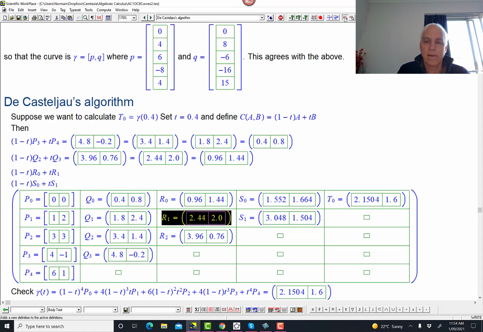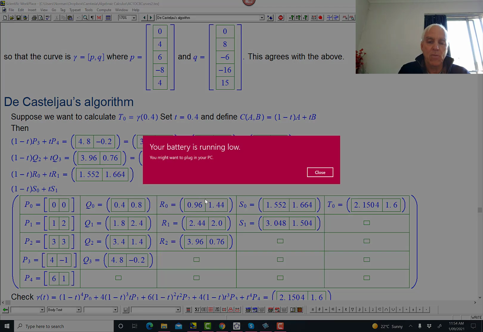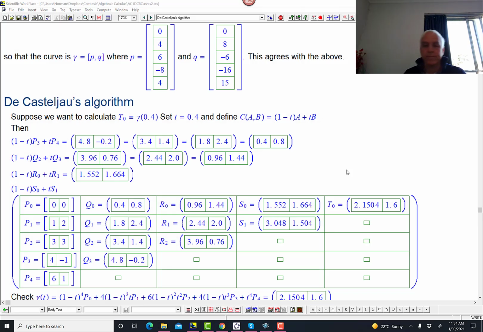Okay, save that one, and save that one. And now I'm going to go to the corresponding combinations of the R0s and R1s, for example. So this one here will then be 1.52. Oh, my battery's running low. Okay. This thing here that we just calculated is S0.